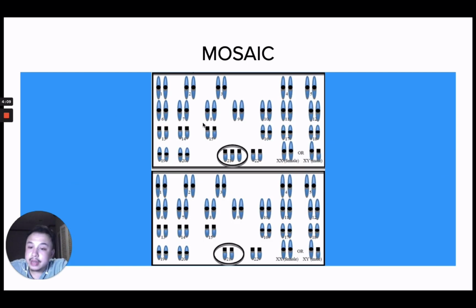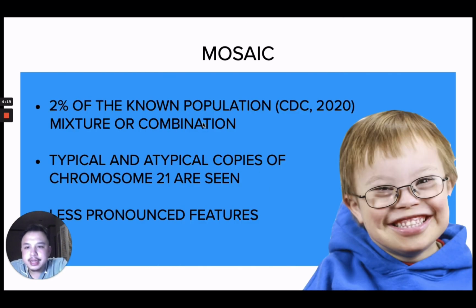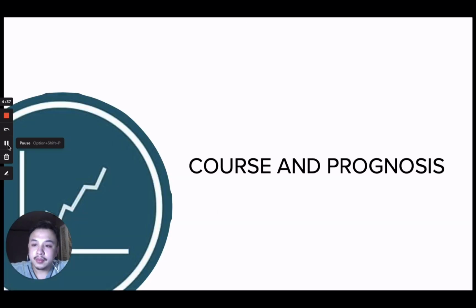Okay, so now that we're done speaking about translocation and trisomy 21, what was the last one again? It was mosaic. Now, mosaic occurs in 2% of the known population, and it is a mixture or combination of different types of Down syndrome. Now, typical and atypical copies of chromosome 21 are seen, and within this type of Down syndrome, less pronounced features may be seen.